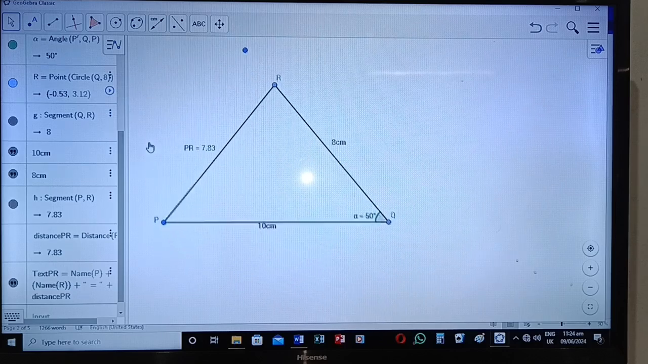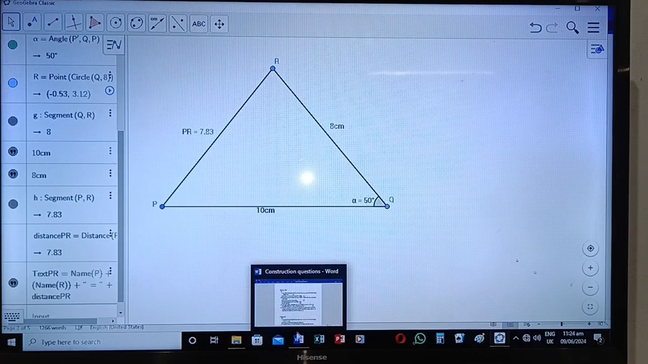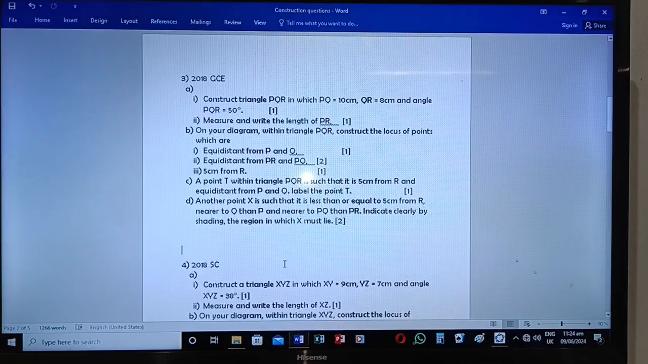So this is it. We can move on and look at the other part of the question. For example, we were told to measure and write down the length of PR, which we have done. Okay, now we need to draw these loci equidistant from P and Q.